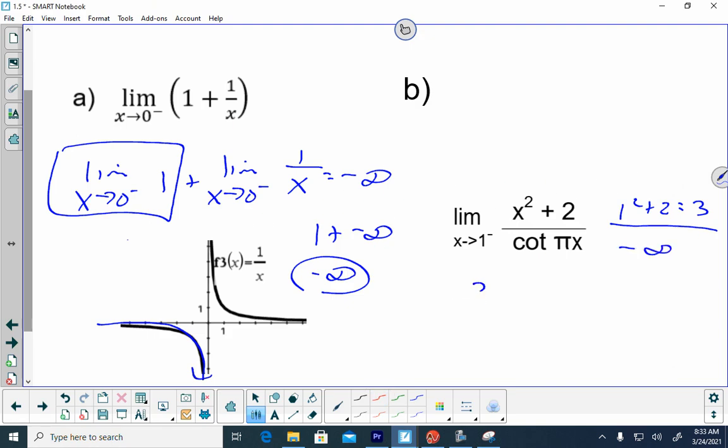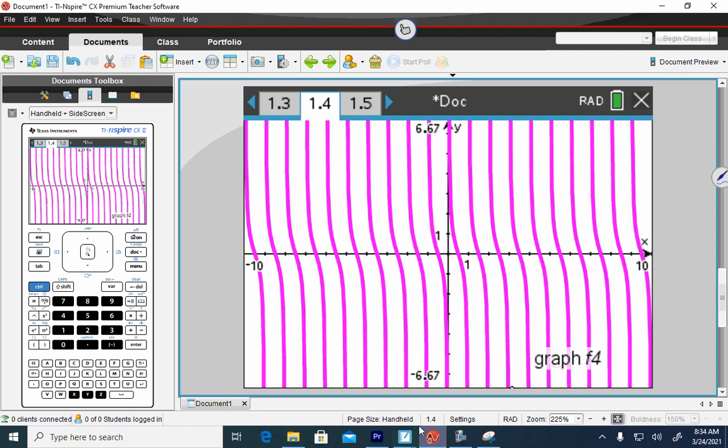So I'm going to have 3 divided by negative infinity. So I'm going to have a constant divided by a larger and larger number, and this is just going to be 0. To verify that this is going to be 0, if I were to graph this whole thing, the next graph I'm going to show you is the whole thing.